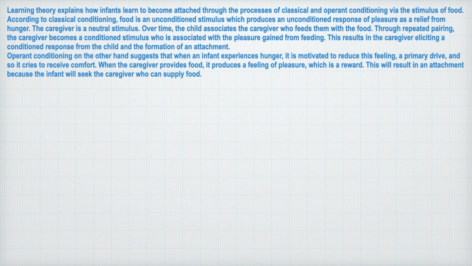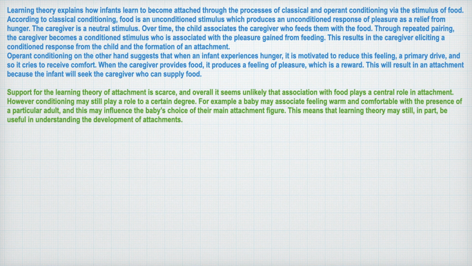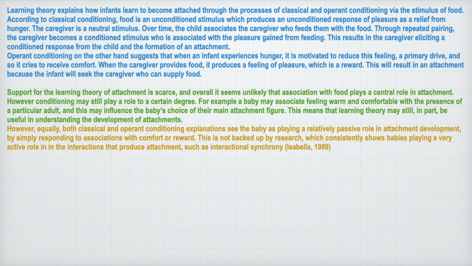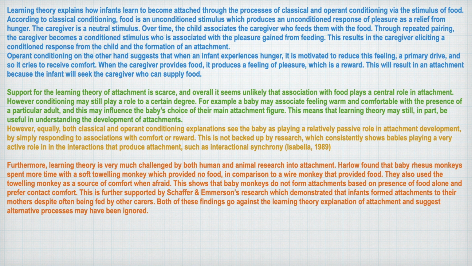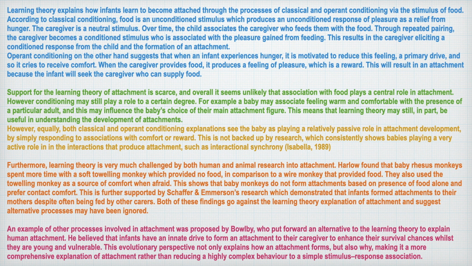Okay, so here are then my 4 evaluation points. So you've got your strength, followed by your counterpoint. Then you've got the challenging research by animal studies and also human studies. And then to finish off, you've then got the alternative process that was provided by Bowlby. Okay, that's a nice one to have as a discussion point, especially if you have to talk about both theories, which you'll see a little bit later on.